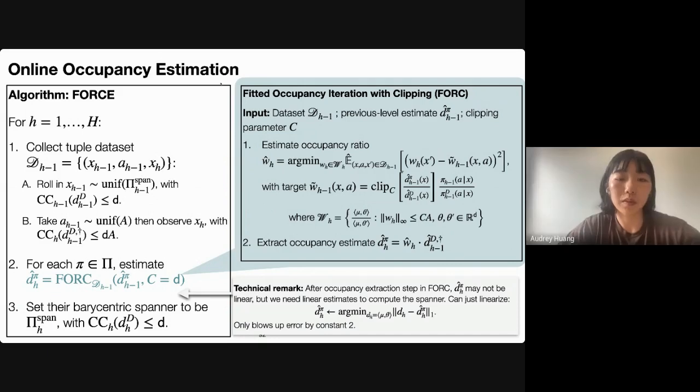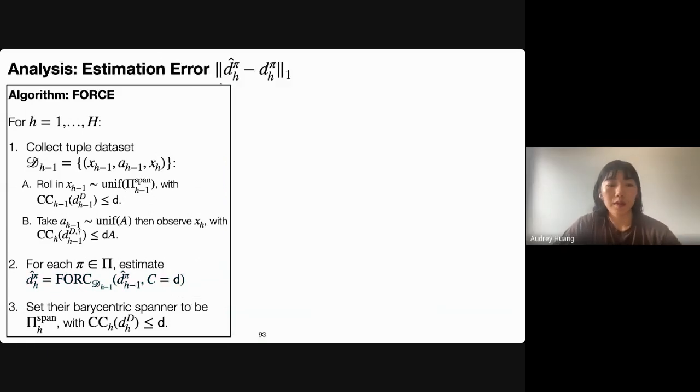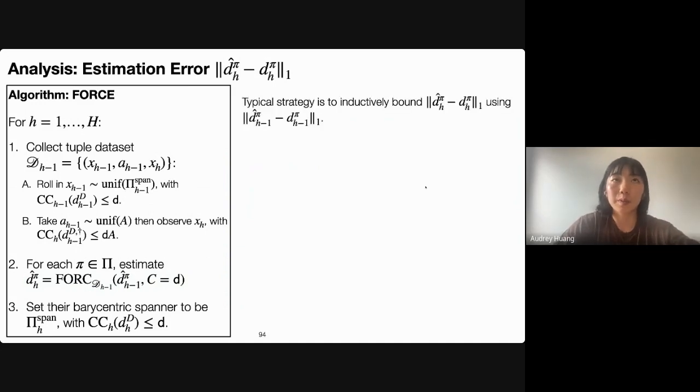Okay, so let me start discussing how we can bound the estimation error between the d hat h pi output by this algorithm, which we call fork, and the true occupancy. The typical strategy for bounding the error in this type of regression algorithm is to inductively bound d hat h pi, the error between d hat h pi and dh pi, using the error at the previous time step.